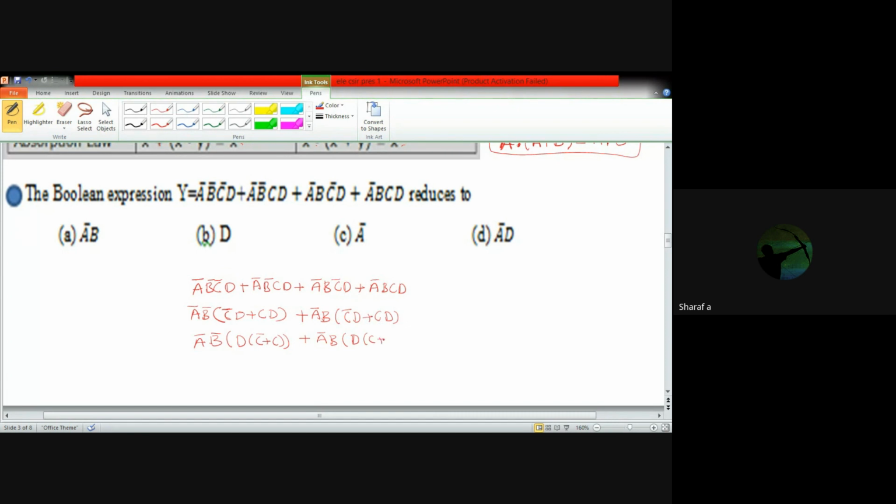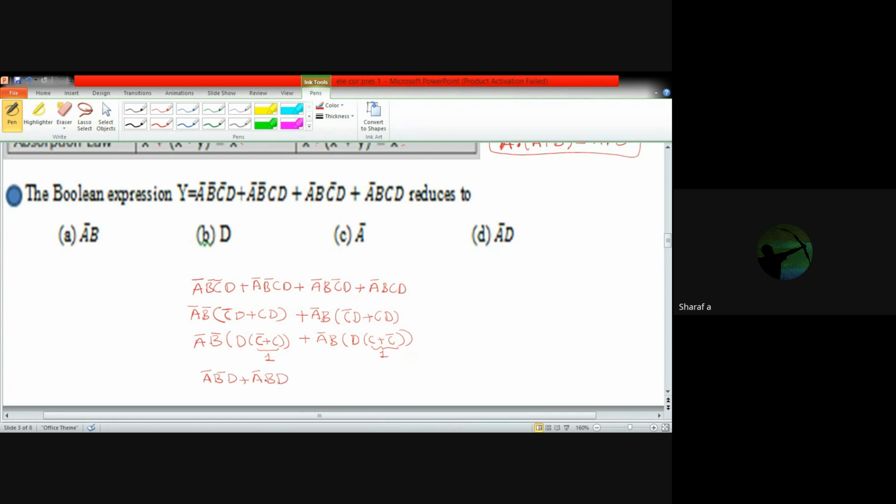Then C plus C bar. So what is C bar plus C? Any variable which is added with its complement is equal to 1. Okay, C bar plus C is 1. Any variable which is added with the complement is 1. So this is also 1. So then you will get A bar B bar D plus A bar B D.